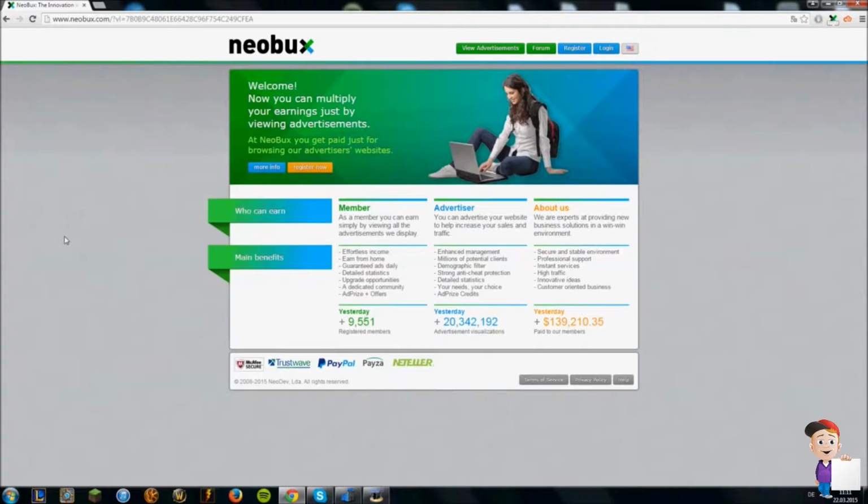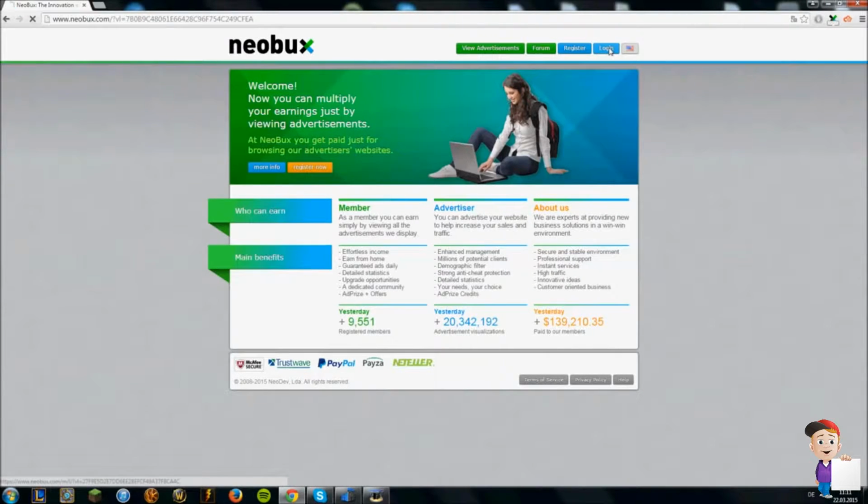So, about NeoBux. NeoBux is a PTC site. PTC is short for paid to click. I think paid to click explains itself. You simply get money when you view advertisements, which will also be my first point here after you registered for NeoBux. It's completely free, and I will put a link in the description. All you need is a PayPal account, or Payza account, or Neteller account to get your payment from NeoBux.